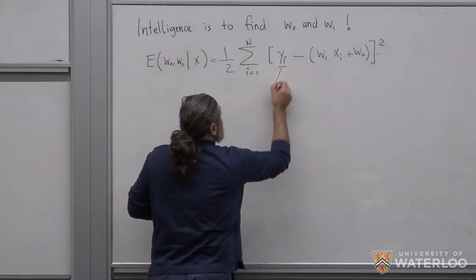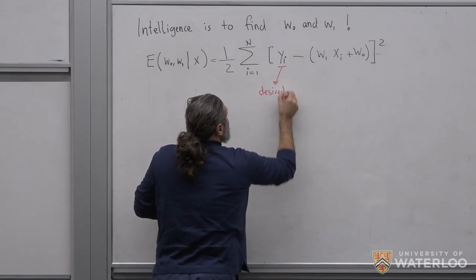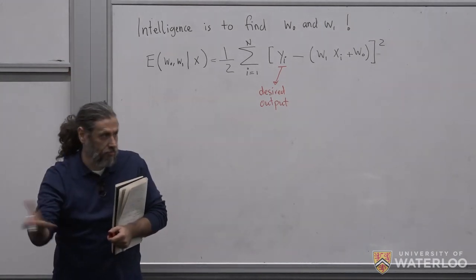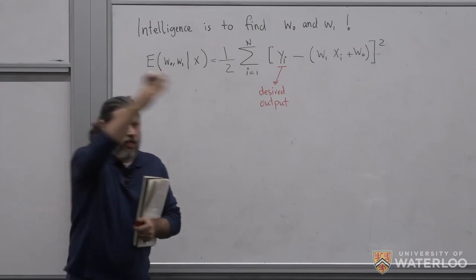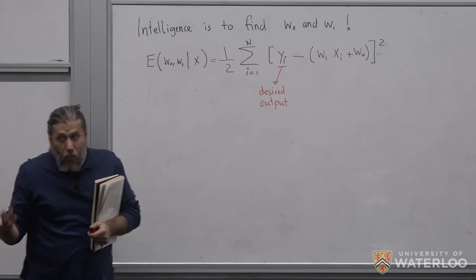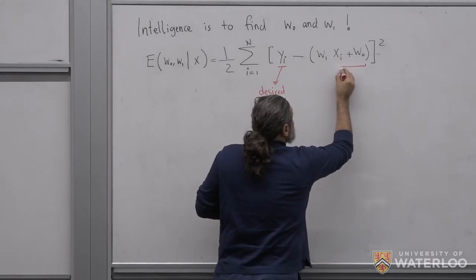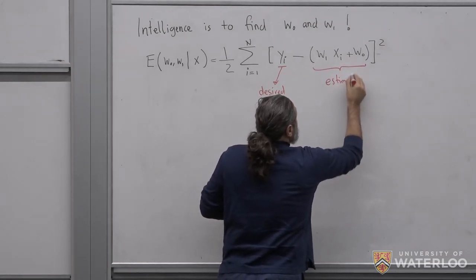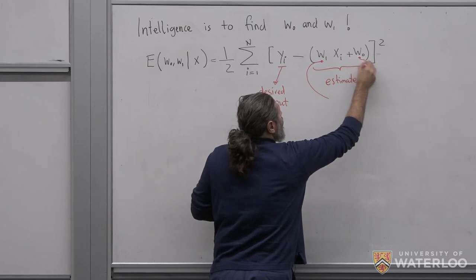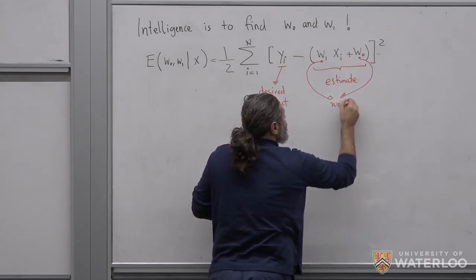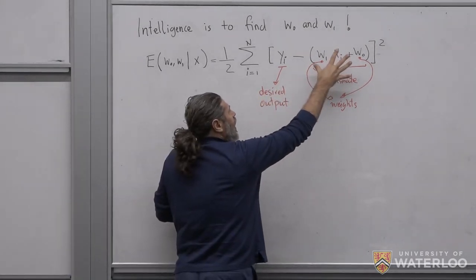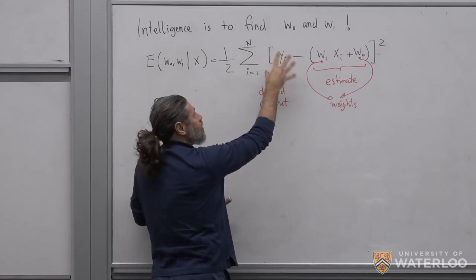So this is my desired output. Of course, I have the data from the past, I have x and I have y. You say, we know that from the past, for x1, x2, x3, xN, I get y. Again, that table. So you know what it should be, and you are guessing it. So this is your estimate. So you are estimating it by looking at this and these weights. And of course, I want to see, when I estimate it, am I far off from what it should be? So this is the desired output.